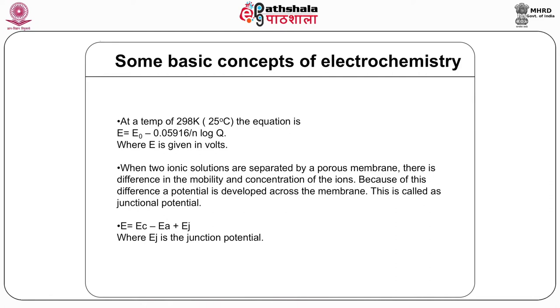This magnitude can be large, but to reduce this potential, a very high concentration of salt is used in the bridge. The characteristic of the salt is that the mobility of cations and anions are approximately equal, which helps in reducing the junction potential. So, the equation that we have seen above can be rewritten as E is equal to EC plus EA plus EJ, where EJ is the junction potential.